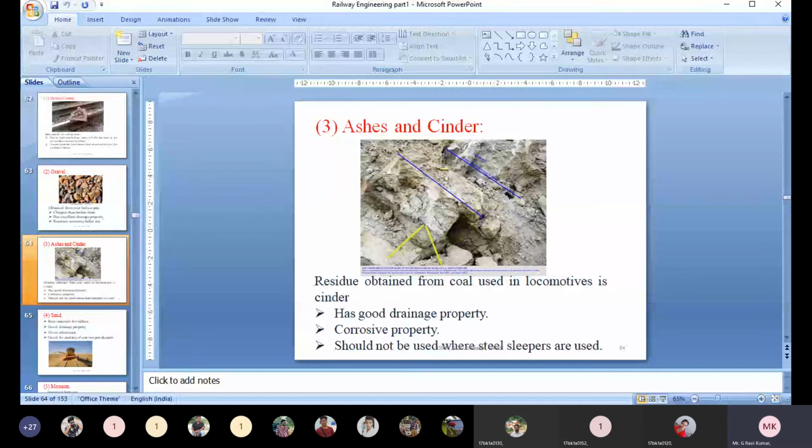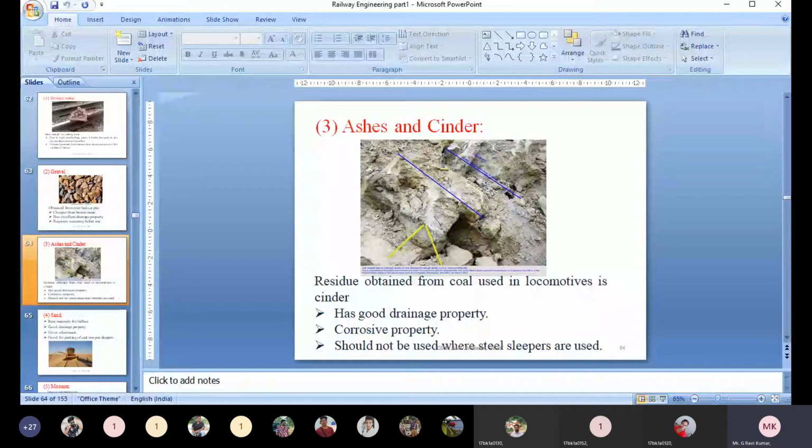Whenever we use ashes or cinders as coarse aggregate, especially in railways as ballast, they can provide good drainage property, and they also have some corrosive property. They may create corrosion to steel sleepers, or to steel rails. So they have corrosive property and should not be used where steel sleepers are used.